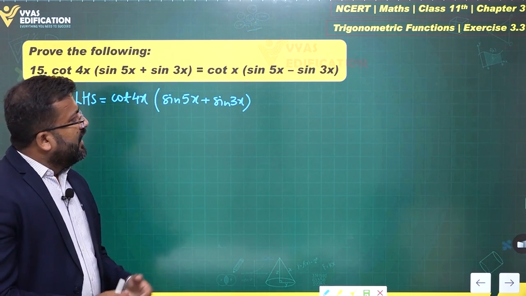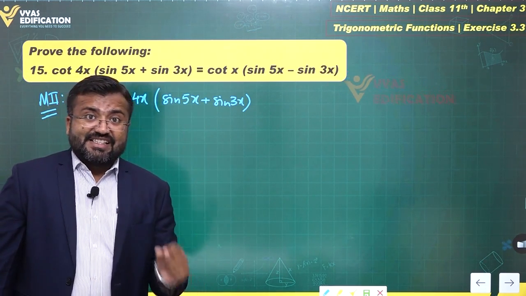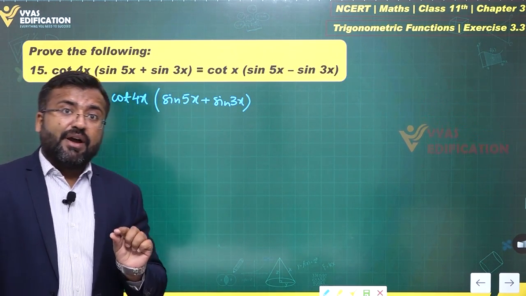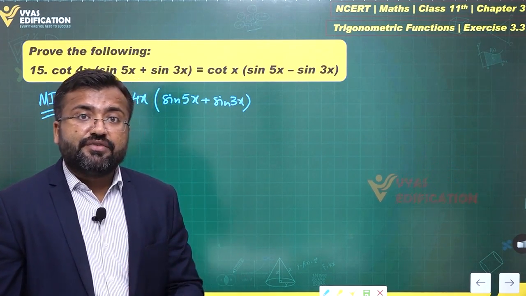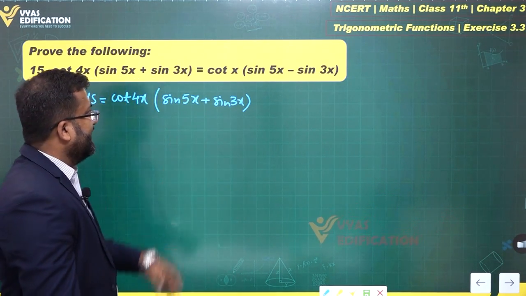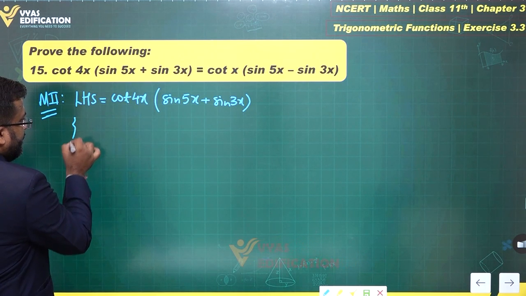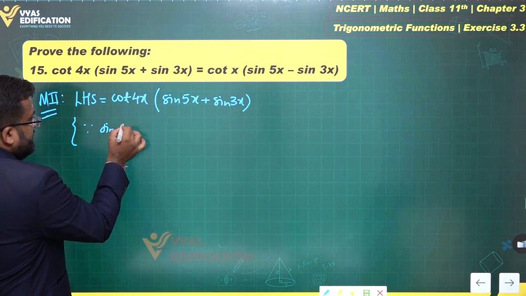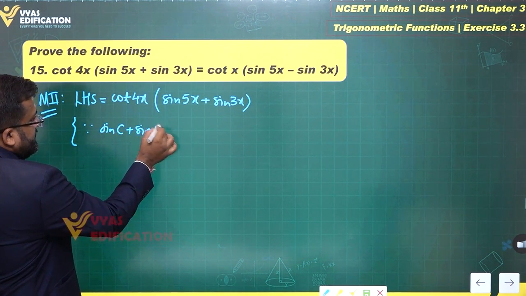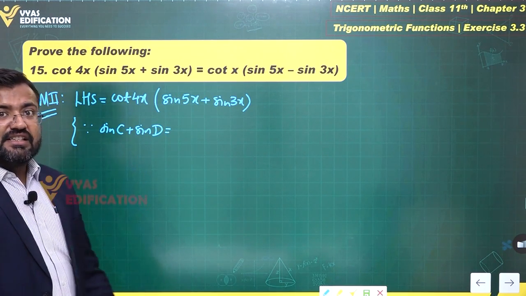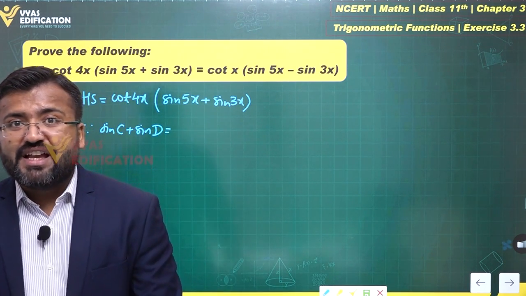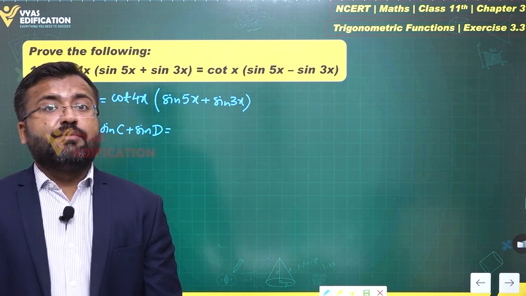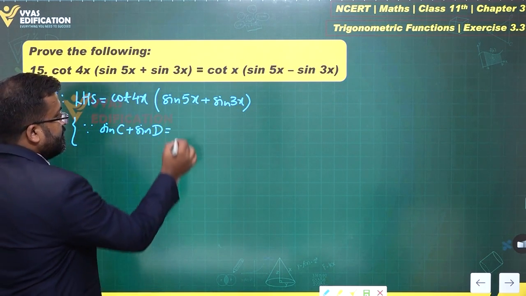Okay. What about the sine 5x plus sine 3x? This can be simplified using an identity of converting sum or difference into product. We know that identity. Let's use that identity. Since this looks like sine c plus sine d. Yes. Sine c plus sine d is equal to 2 sine c plus d by 2 cos c minus d by 2. Let's use that.